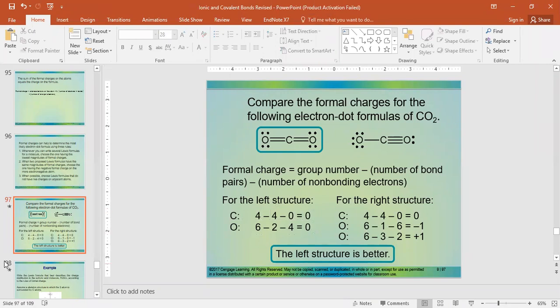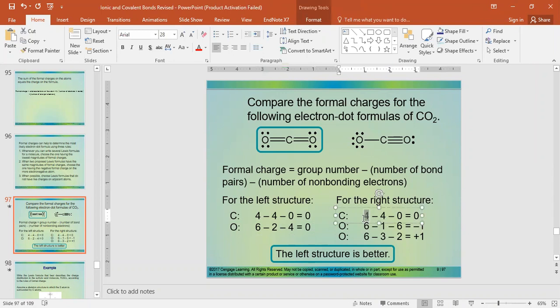Now, let us look at what is happening here. We start with the carbon. Carbon has 4 valence electrons. This carbon has 4 bonds: 1, 2, 3, 4. So we subtract 4. Does it have any lone electrons? No. We subtract 0, we get a 0. Now, the 2 oxygens are not the same, so we evaluate each alone.